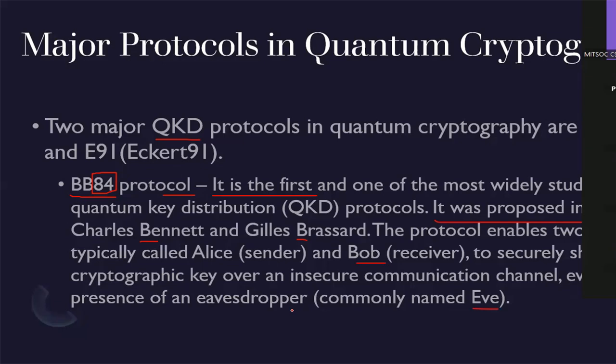From this slide onwards, we'll use these three names: Alice, Bob, and Eve. Alice, represented as A, is the sender. Bob is the receiver, and Eve is the eavesdropper. Right.